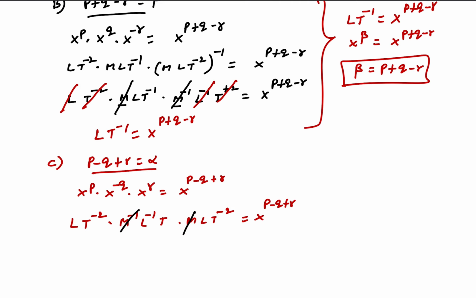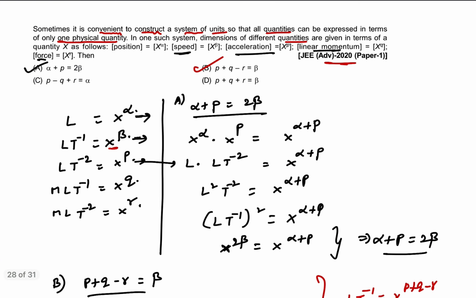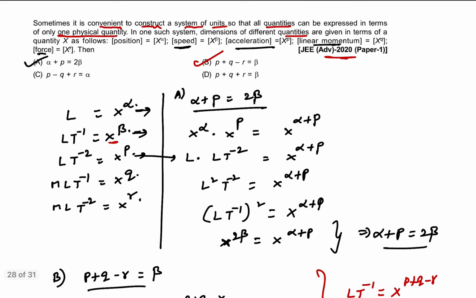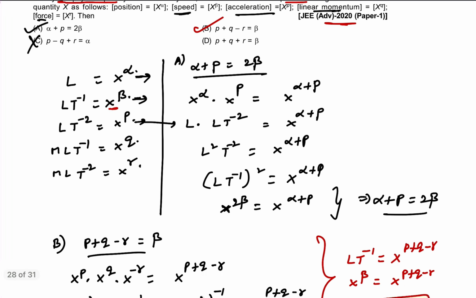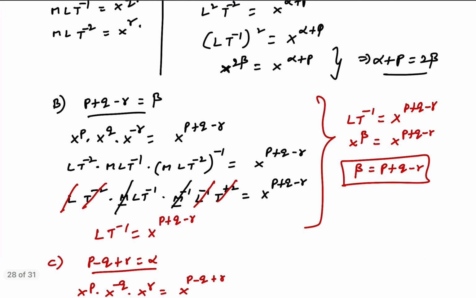If you write the values, you can see that m and m power minus 1 get cancelled. L power minus 1 and L get cancelled, and t power minus 2 with the other t value gives t power minus 3. So L t power minus 3 is equal to x power p minus q plus r. Where is LT power minus 3? LT power minus 1 is there, but LT power minus 3 is not there, so C option is the wrong option.